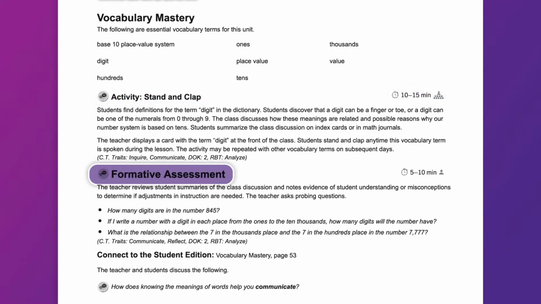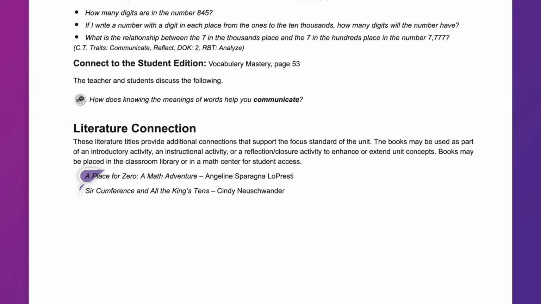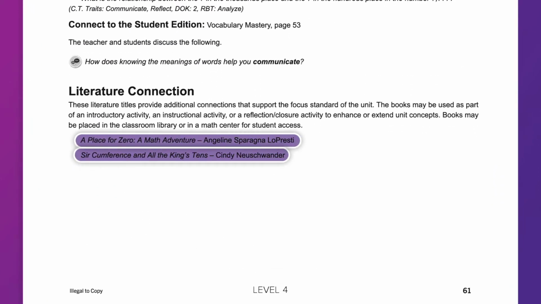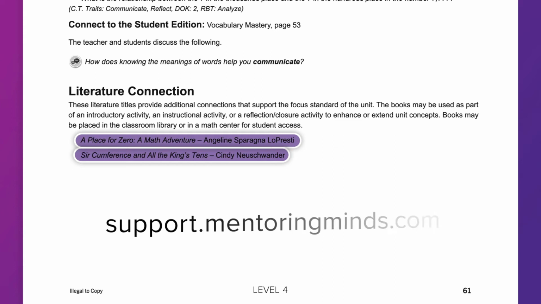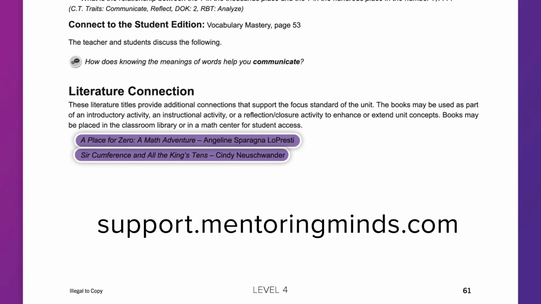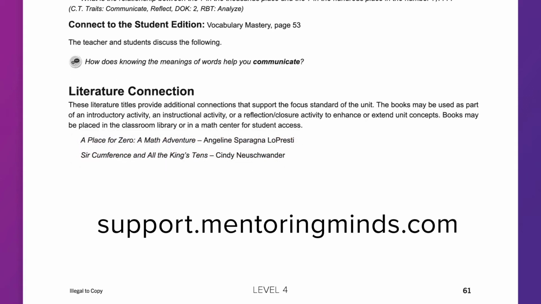Once the vocabulary activities are complete, the teacher edition provides a formative assessment that will help gauge each student's level of understanding. Lastly, the teacher edition also provides a list of literature that supports the unit concepts. These can be used to introduce, reinforce, or extend the unit concept. These are all common titles that are likely already in your school library. We have just done the work of gathering them into a list for you. A comprehensive literature list can be found at support.mentoringminds.com, and this would be a great resource to share with your campus librarians.